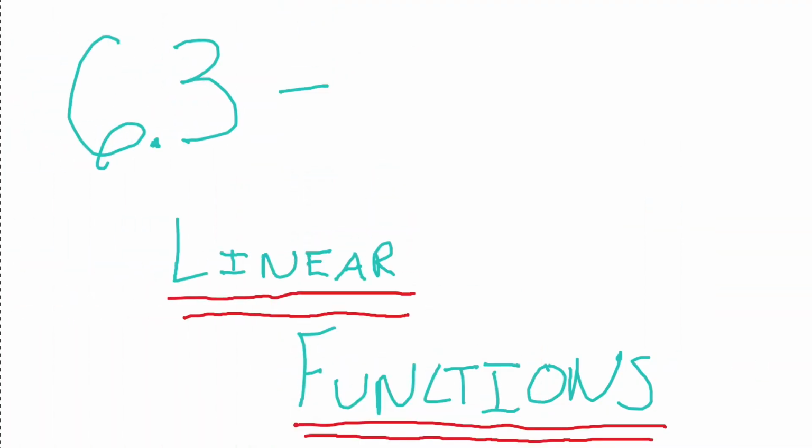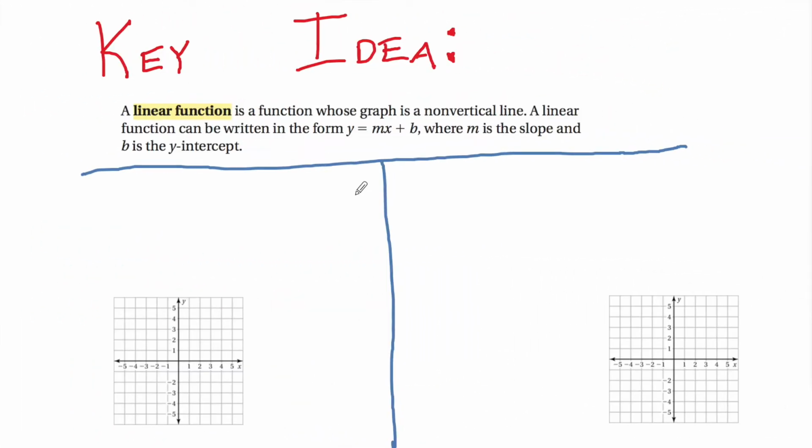What's up, guys? Today we are going to be taking notes on Chapter 6, Section 3, Linear Functions. Alright, so let's start it off with our first key idea. Our first key idea says that a linear function is a function whose graph is a non-vertical line.